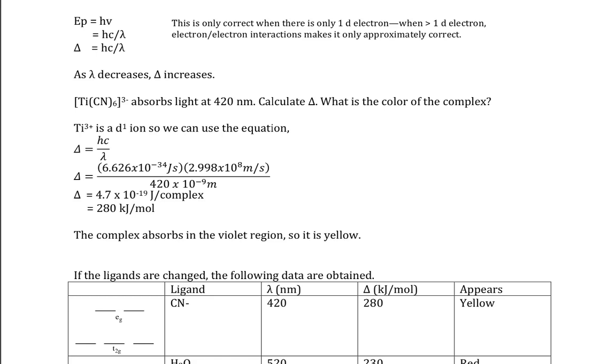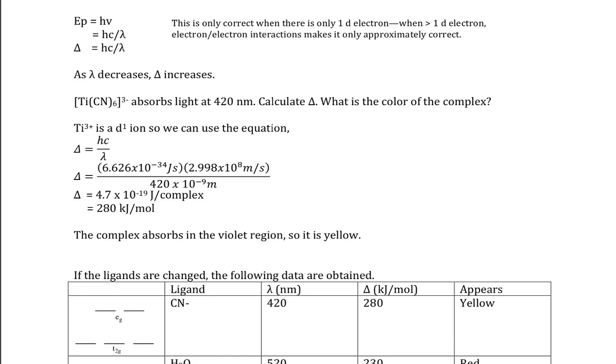Wavelength is in the denominator, so when it is small, that is, we have a short wavelength, we have a big delta. So as the wavelength of light absorbed decreases, the gap would be increasing as we go from complex to complex. So for this titanium compound we've been working with, TiCN6 3-, by experiment, it is known that it absorbs light at 420 nanometers. So it is absorbing in the violet range. Calculate the delta. What is the color of the complex?